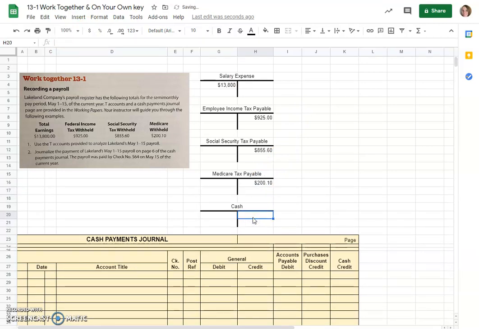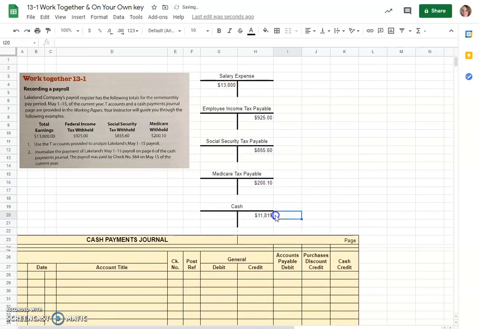And then our cash must be the remaining amount. So I would just do a formula equals 13,800 minus 925 minus the 855.60 and minus $200.10, which leaves us with 11,819.30, which we should probably increase our decimal places so that we can see that.